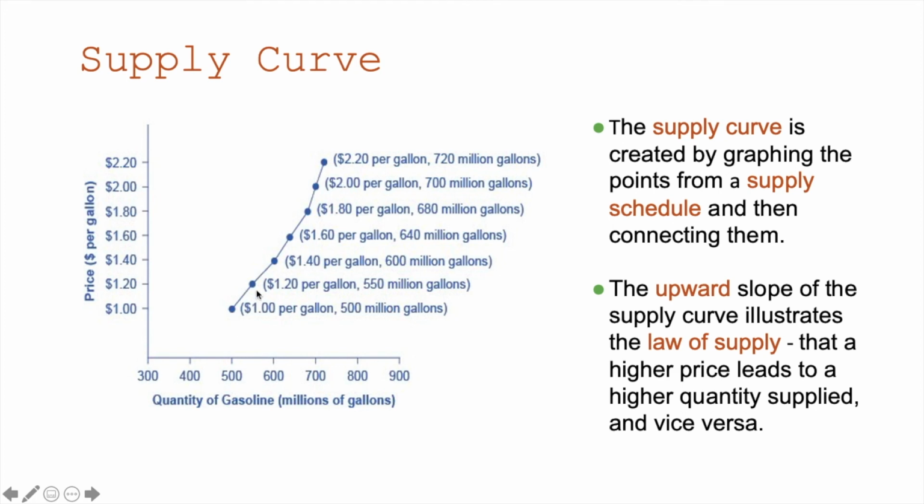What I will say, though, is that it's very clear that this line has positive slope, an upward slope. It points up along the graph. That's going to be true of all supply curves. It illustrates that law of supply, that at higher prices on the graph, we're going to have higher quantities supplied, and at lower prices on the graph, we're going to have lower quantities supplied. So that's going to stay true.